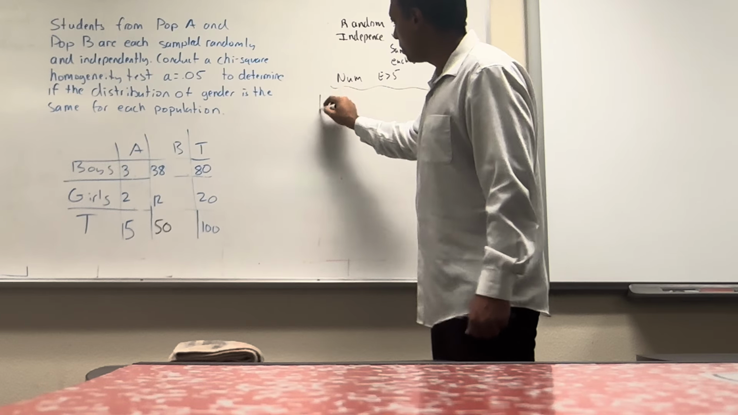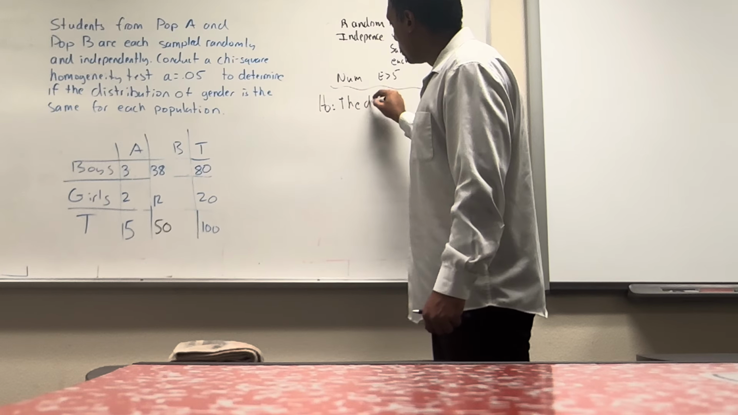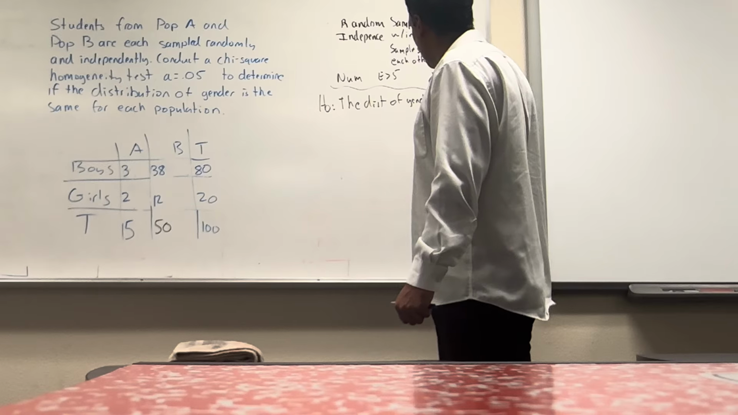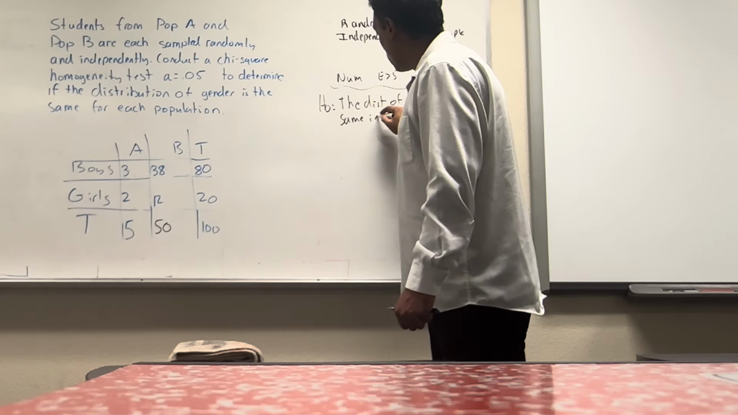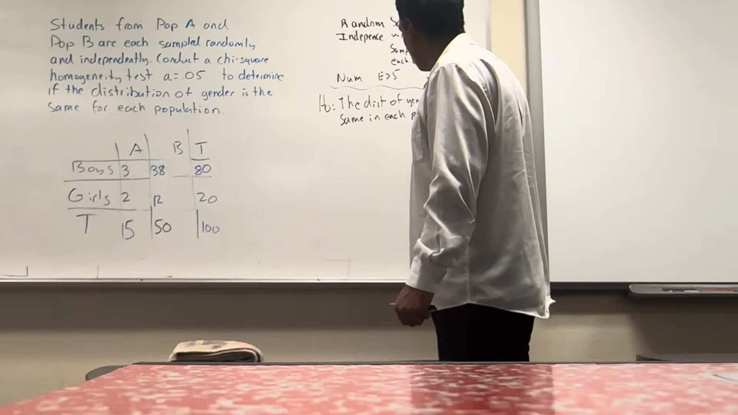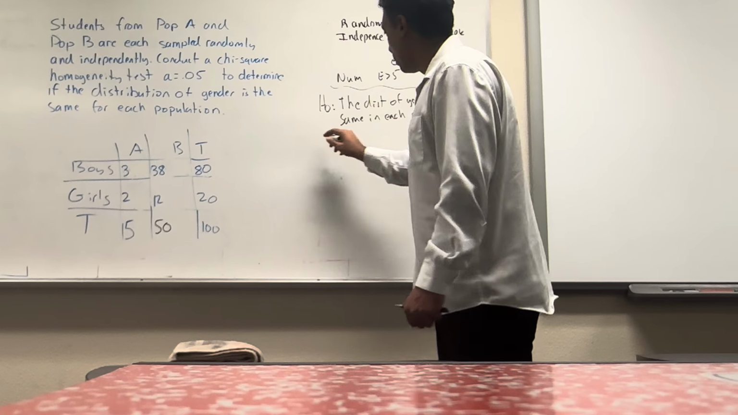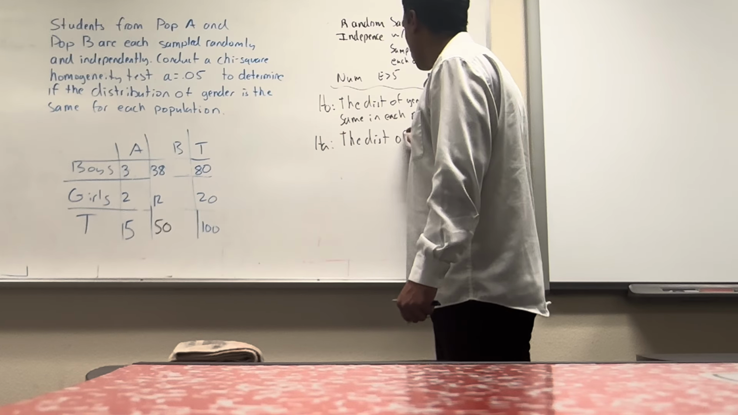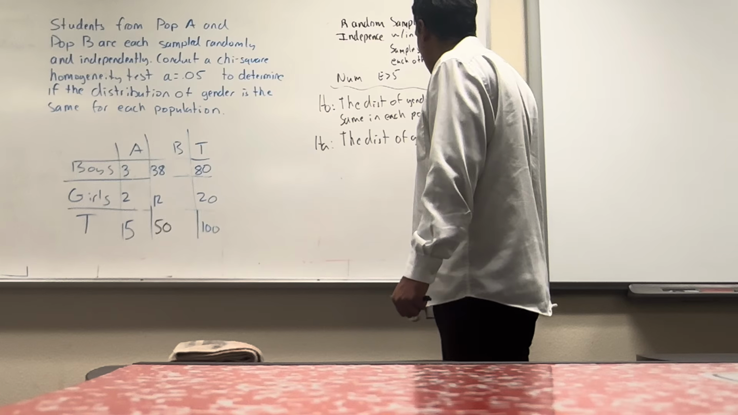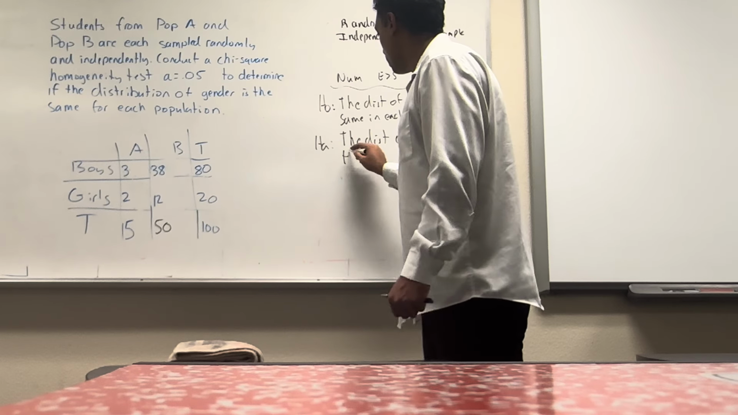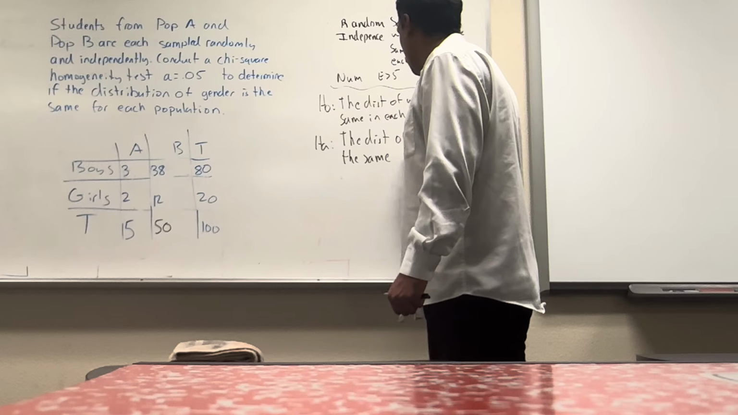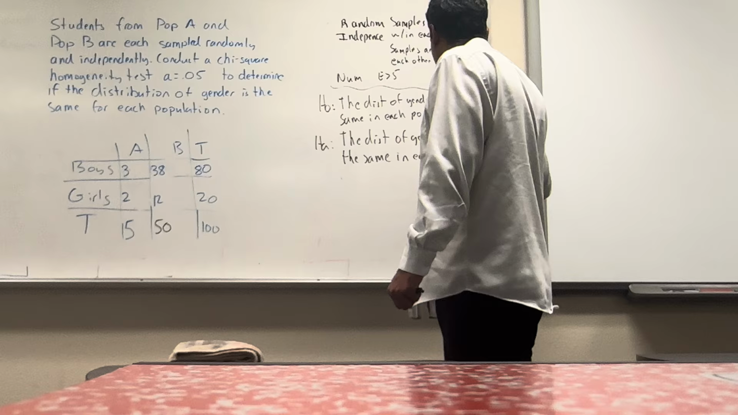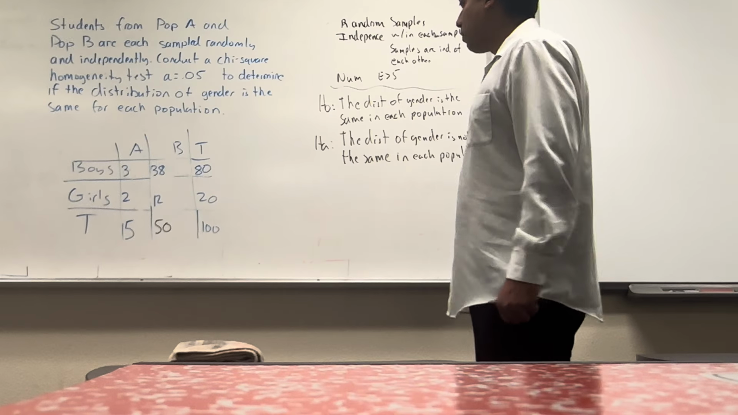Now we state our null hypothesis. The distribution of gender is the same in each population. And my alternative hypothesis: the distribution of gender is not the same in each population, okay? And now we're gonna get our expected counts.